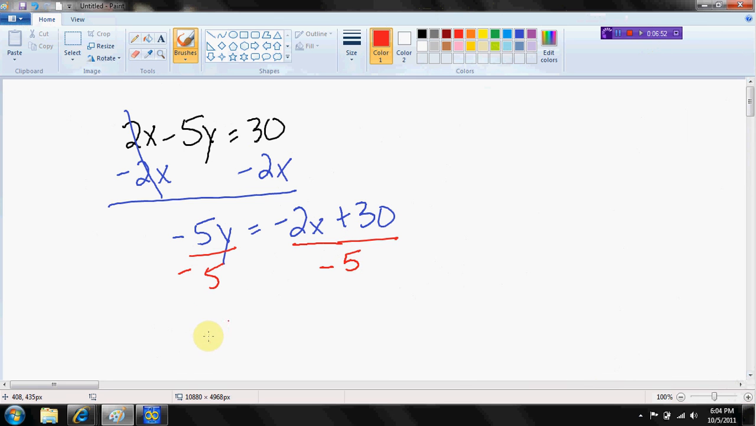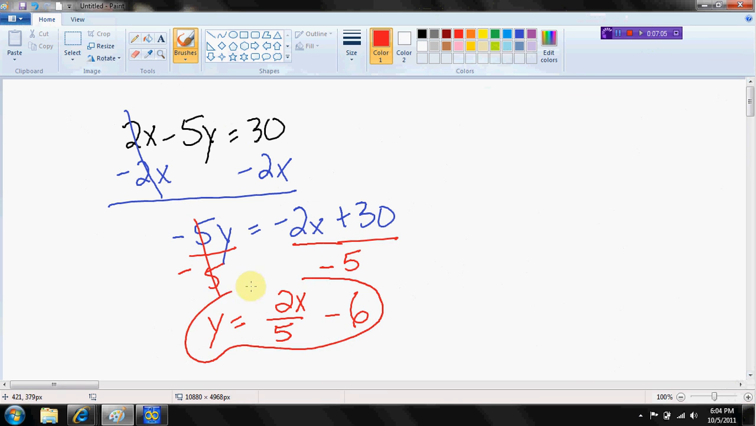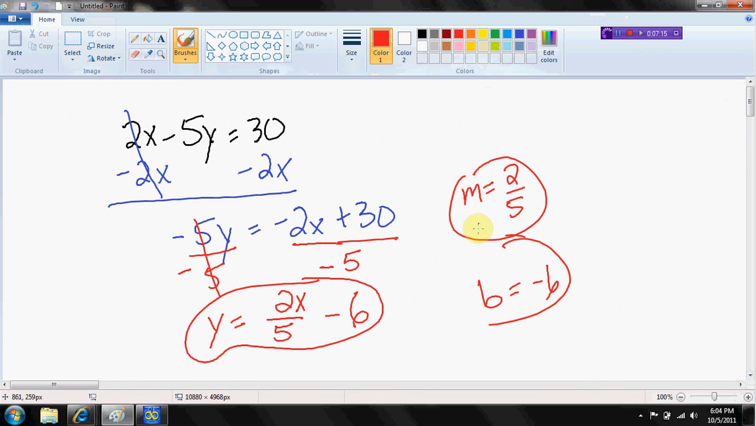And I get y is equal to 2x over 5, or 2/5 x, minus, this time positive over a negative is minus 6. So there's my slope-intercept form. My slope is 2 over 5. Don't put the x next to it. And my y-intercept is negative 6. Just like that. Alright.